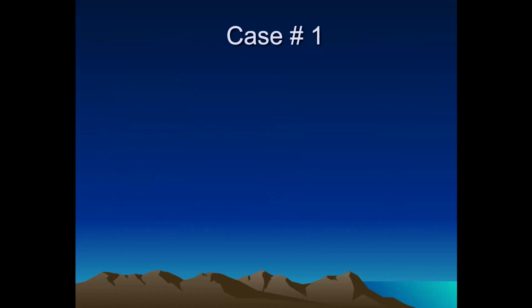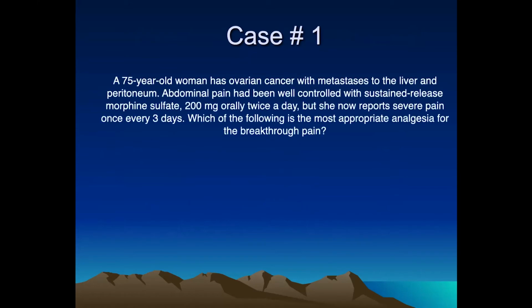Let's start with a case, a little more exciting. A 75-year-old woman has ovarian cancer with metastasis to liver and peritoneum. Abdominal pain had been well controlled with sustained release morphine sulfate, 200 milligram orally twice daily. But she now reports severe pain once every 3 days. Which of the following is the most appropriate analgesia for the breakthrough pain?